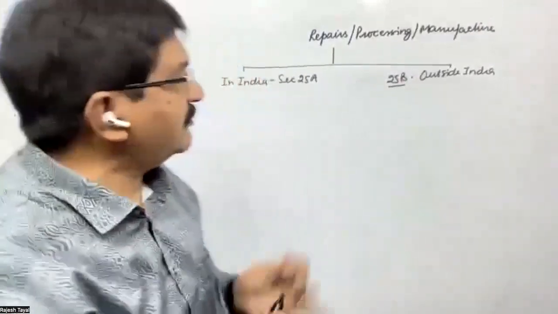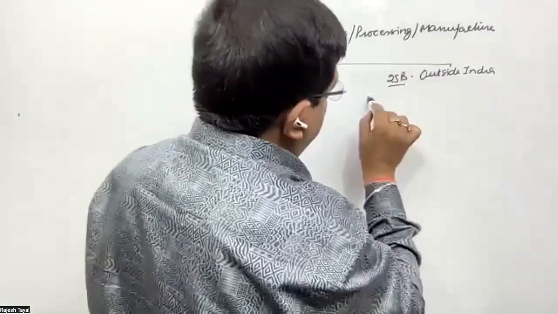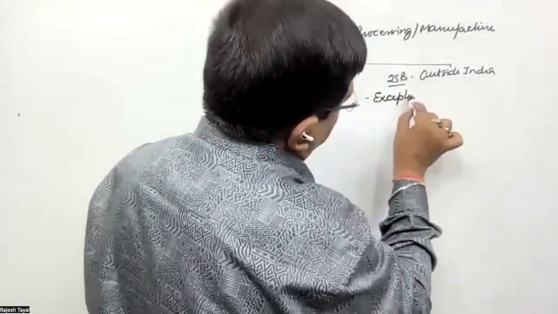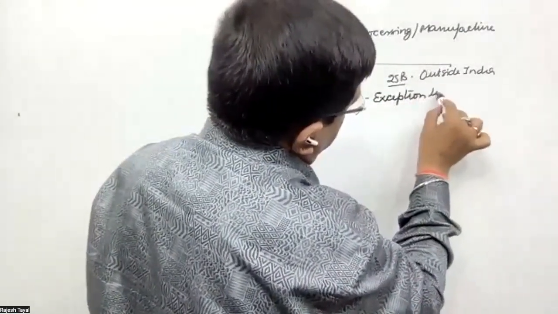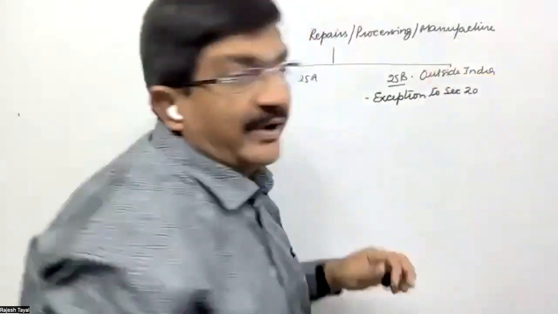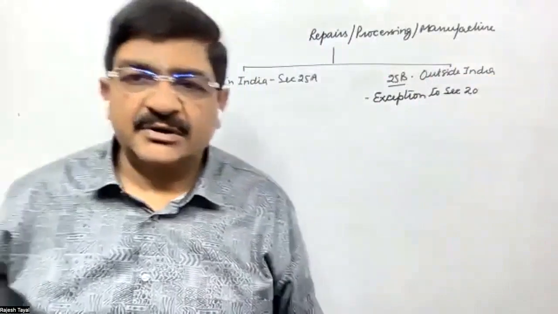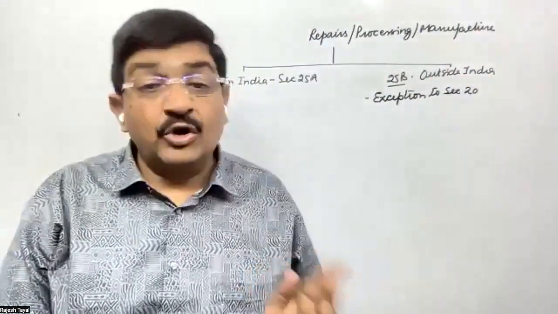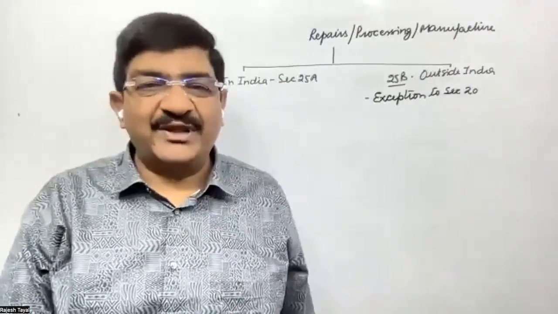Okay, so this is an exception to section 20. Why is this an exception to section 20? Because this begins with the lines notwithstanding anything contained in section 20.